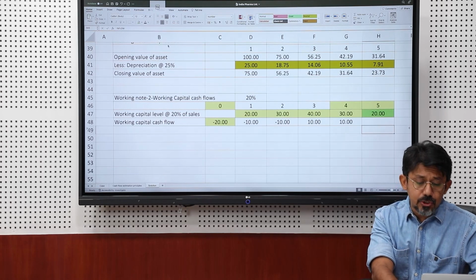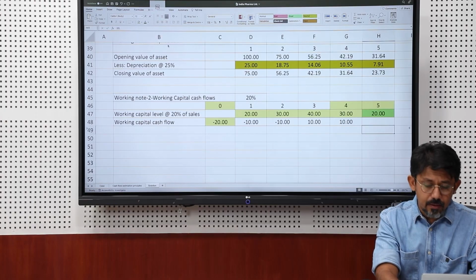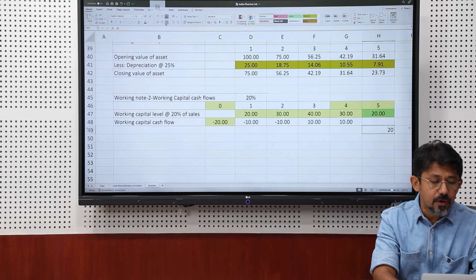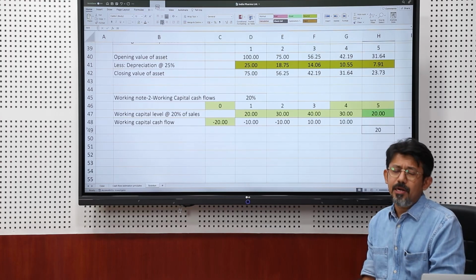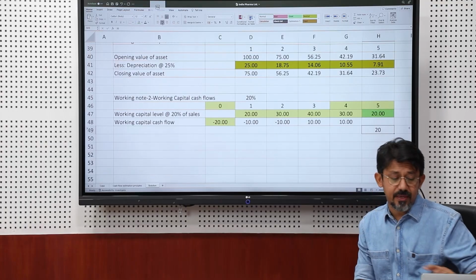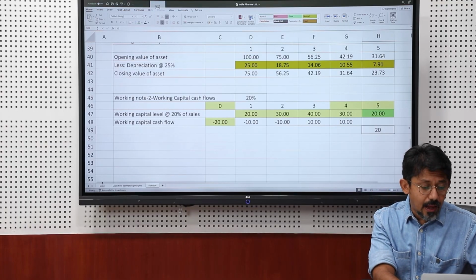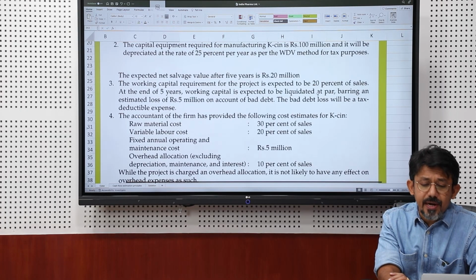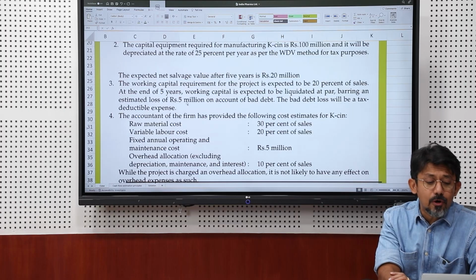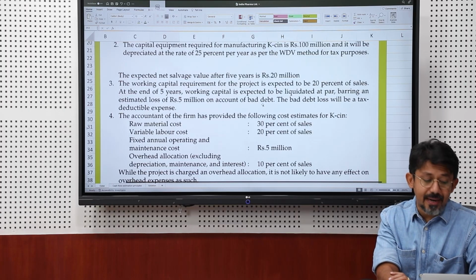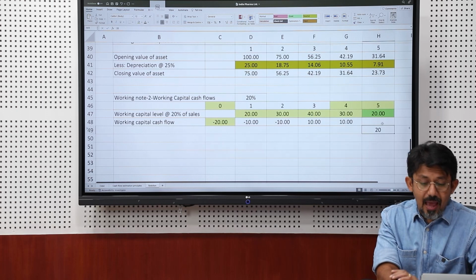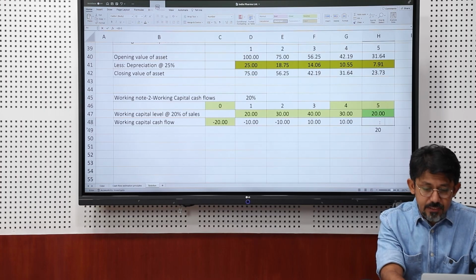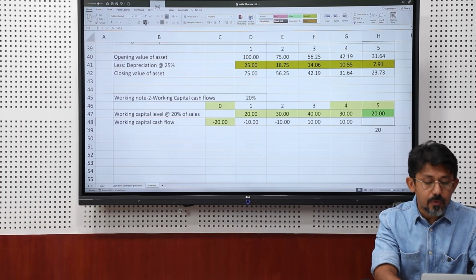So ideally, I should be writing 20 as a cash inflow in year 5, right. But I am not writing 20 over here. In this specific case, I can go back to the case and read this. You are told working capital is to be liquidated at par barring an estimated loss of 5 million on account of bad debt. So, I should actually be writing 20 minus 5, 15, right.